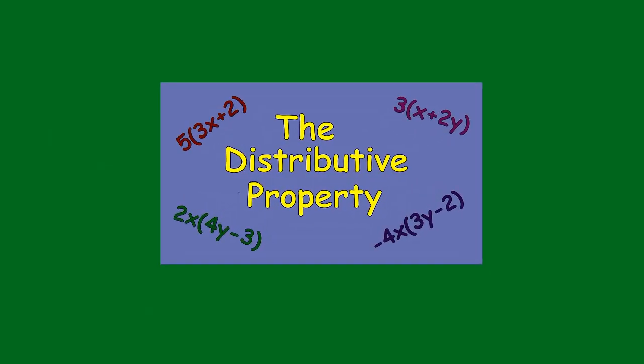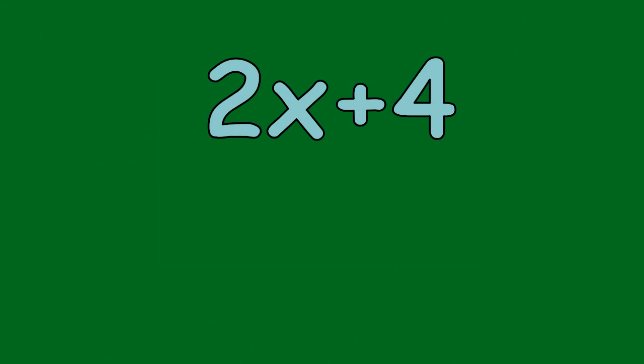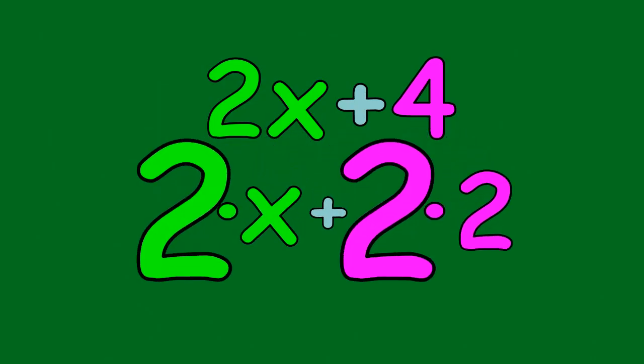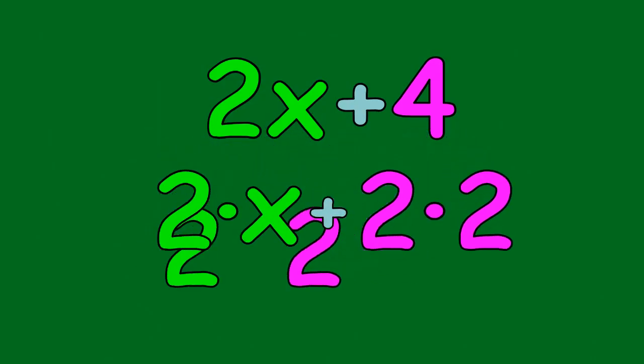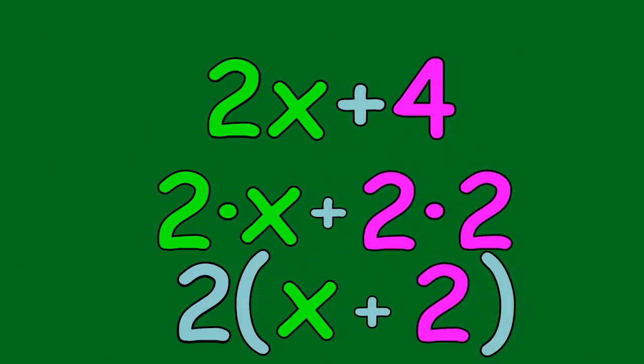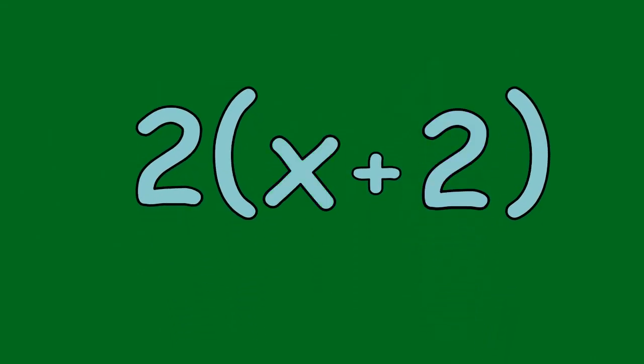Let's start with an easy one, 2x plus 4. We need to find out what these two terms have in common. If we break them down, we can see that they both share a 2. We can put that 2 on the outside of a set of parentheses by dividing it into each term. Then, we're left with x plus 2 on the inside of the parentheses. This leaves us with a final answer of 2 times the quantity of x plus 2.